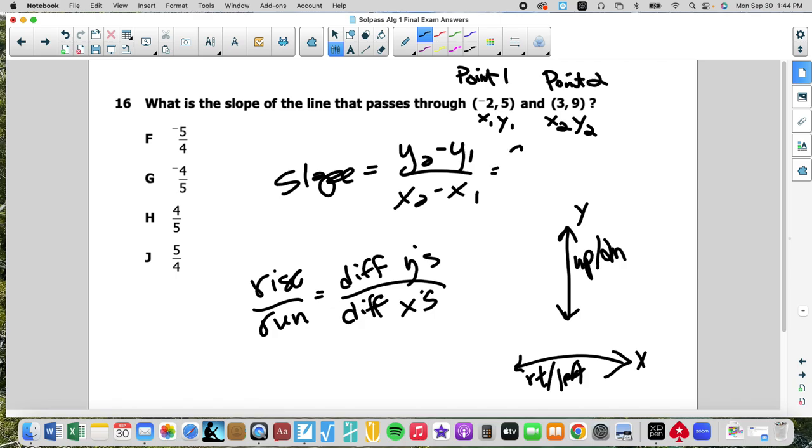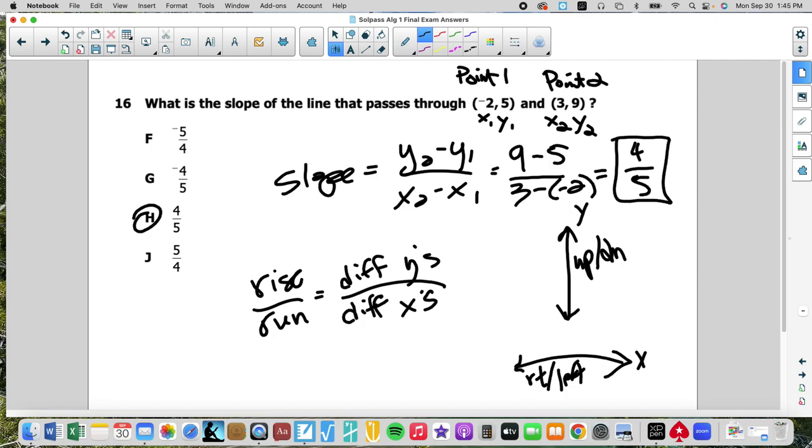Y sub 2 is 9 minus y sub 1, which is 5. X sub 2 is 3 minus x sub 1, which is negative 2. You need both of those negatives in there because we're subtracting the x sub 1 value. 9 minus 5 is 4. 3 minus negative 2 is positive 5. So I have a slope of 4/5. That's H. Yep, good.